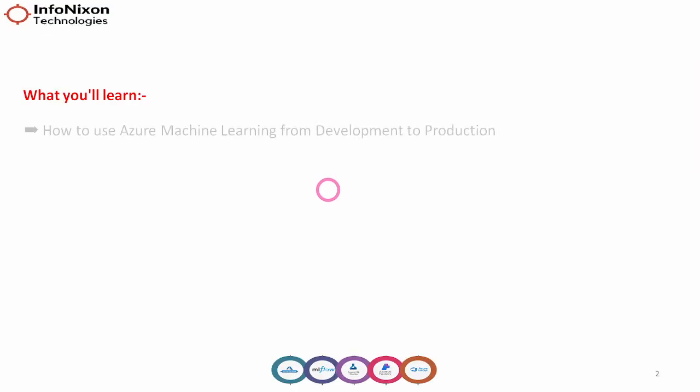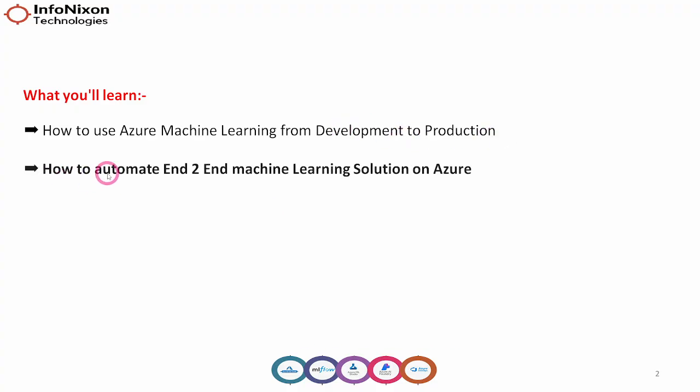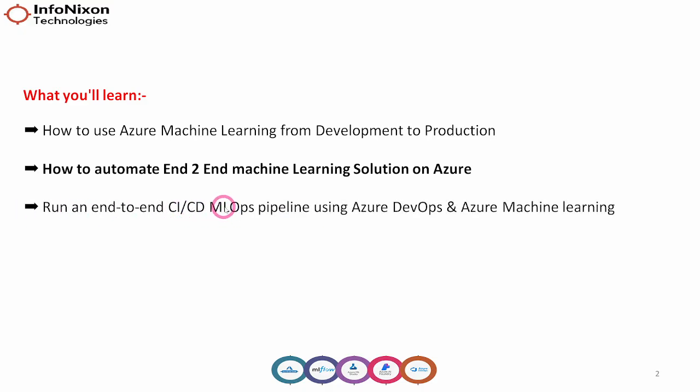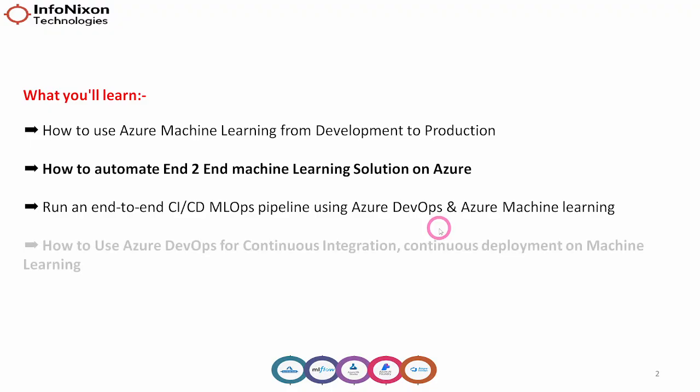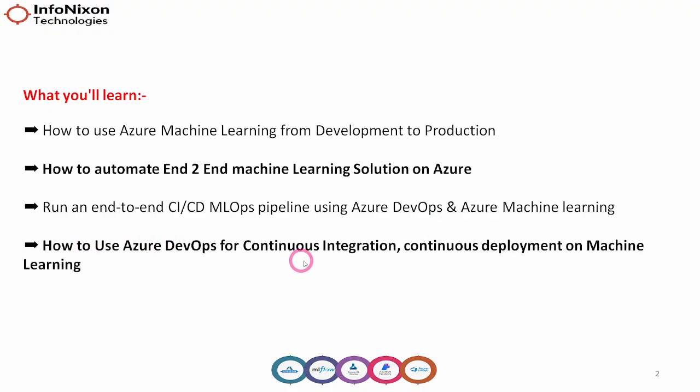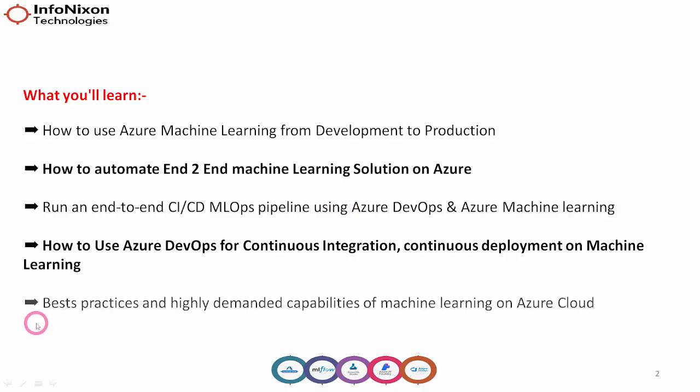What we will discuss in this course: how to use Azure Machine Learning from deployment to production, how to automate an end-to-end machine learning solution on Azure, run an end-to-end CI/CD MLOps pipeline using Azure DevOps and Azure Machine Learning, how to use Azure DevOps for continuous integration and continuous deployment on machine learning, best practices and highly demanded capabilities of machine learning on Azure Cloud.